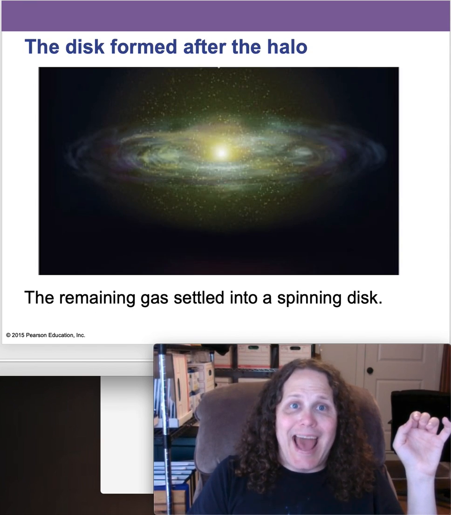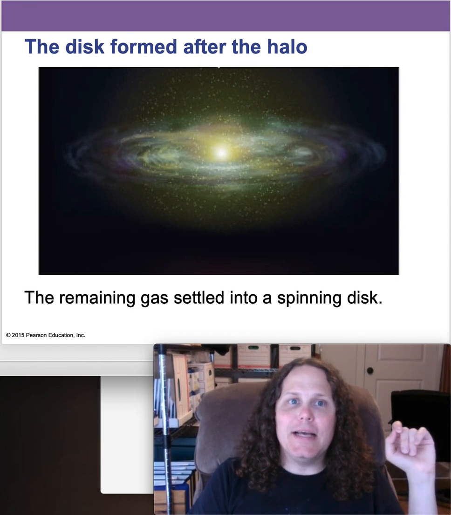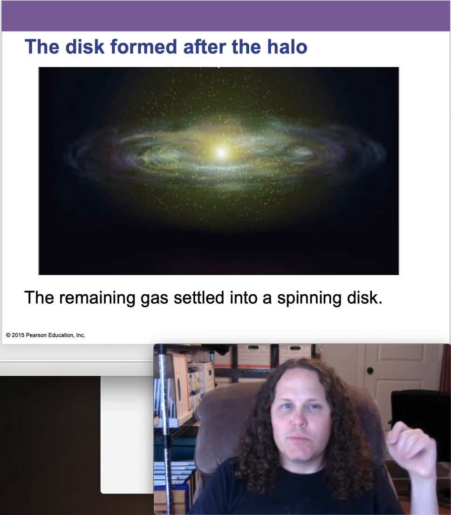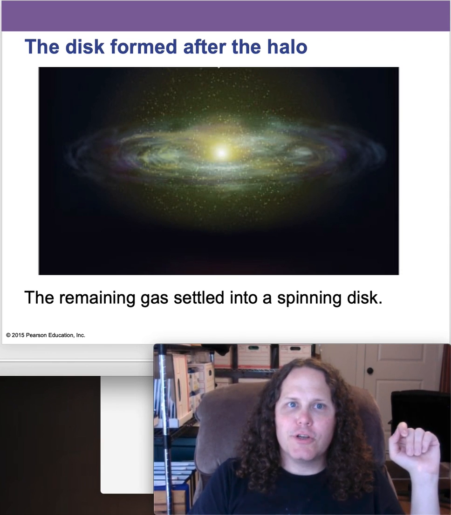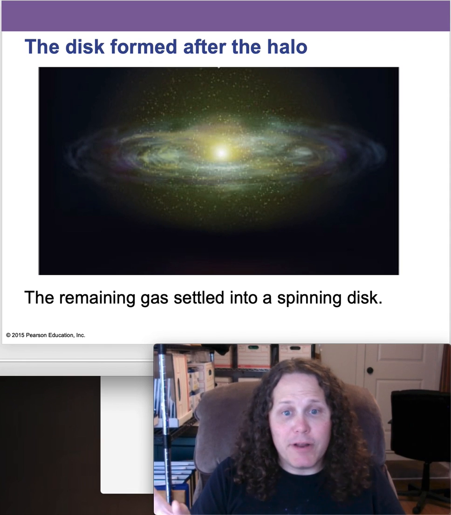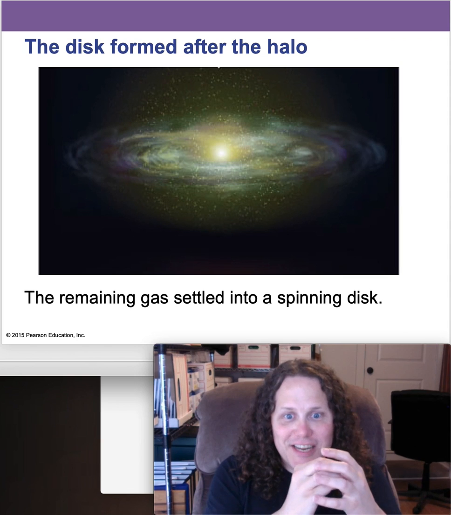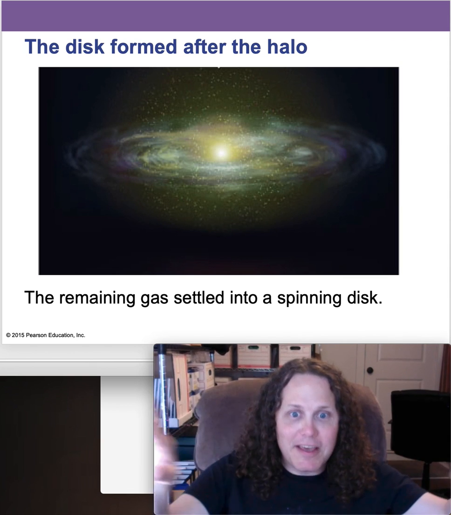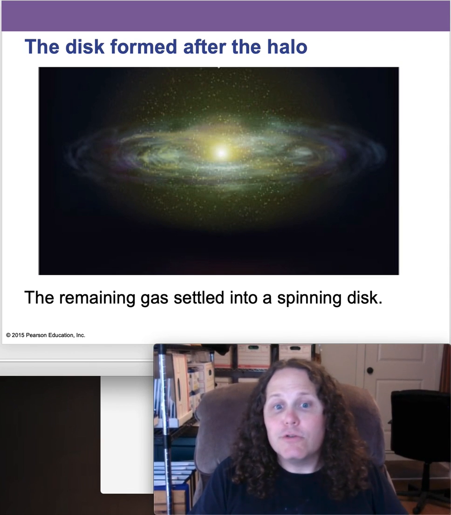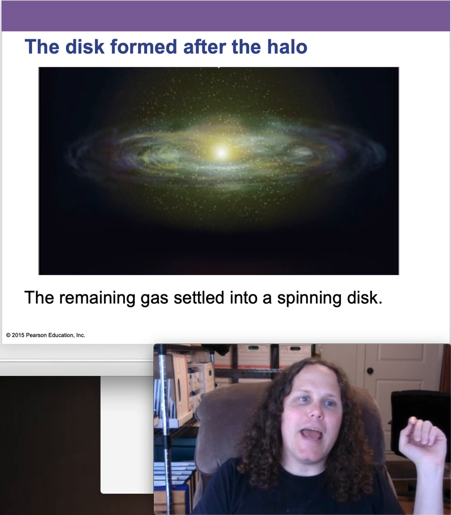The remaining gas collapsed into a spinning disk, which formed stars more slowly than globular clusters. Yeah, supernovae have had a profound impact on the disk, but there haven't been enough supernovae clustered together in the disk to drive the gas out. So the disk continues to form new stars to this day.